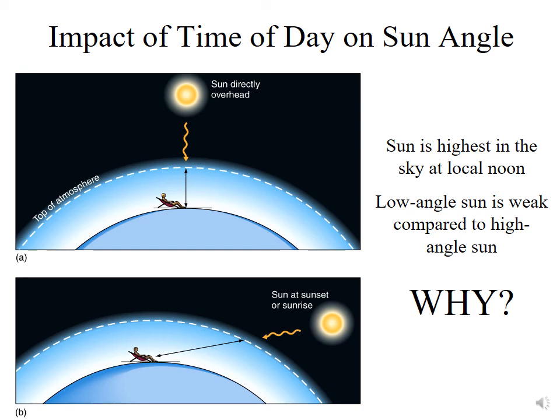So how does time of day have an impact on sun angle? Well, obviously, when the sun is directly overhead, or at local noon anyway, the sun is as high in the sky as it's going to be. And as you move towards either sunrise or sunset, the sun is getting lower and lower in the sky. So why is a low sun angle weaker compared to a high sun angle in terms of the illumination? Well, let's look at why that is the case.